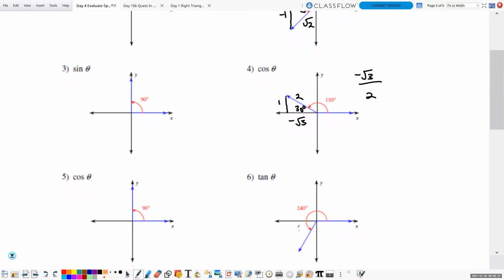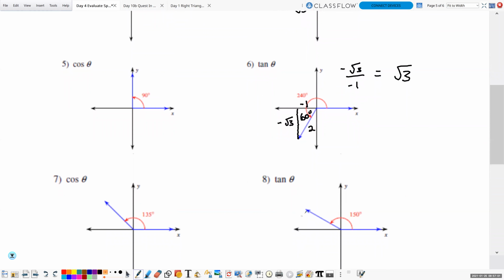So 240. Here's my reference angle. It's 60 degrees. And tangent is opposite. Oops, forgot to make that negative. Opposite over adjacent, which is just going to be the square root of 3.